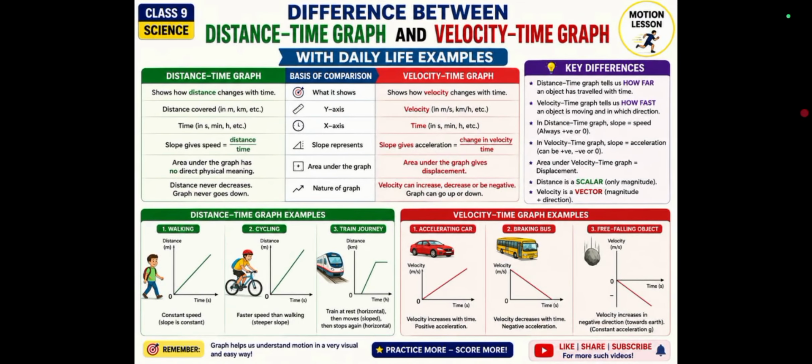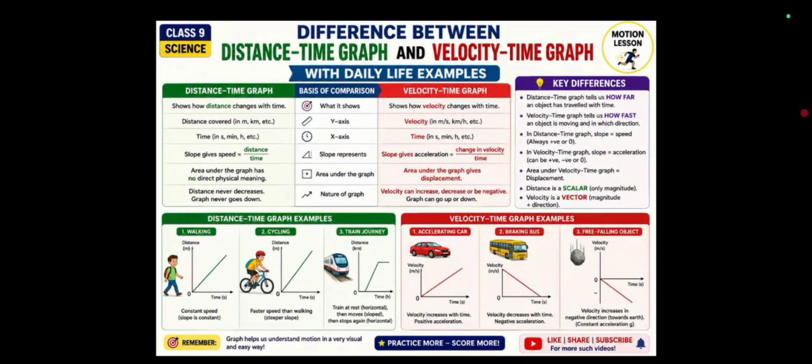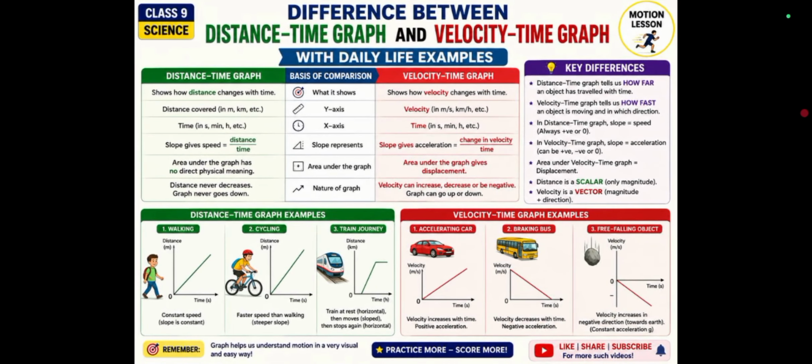We have discussed distance time graph and velocity time graph. That is the graphical representation of velocity time graph or distance time graph, and the rate of change of velocity, that is called acceleration. I hope that all of my dear children understand this topic today.